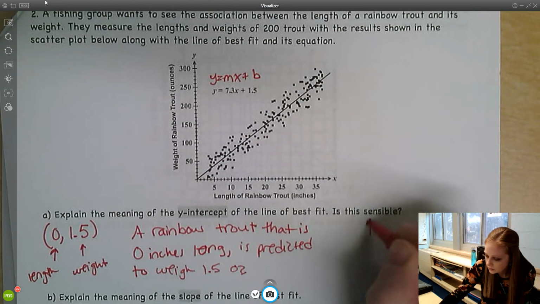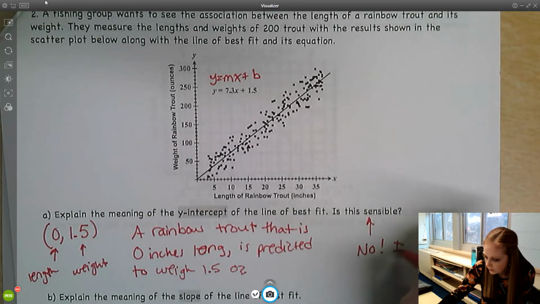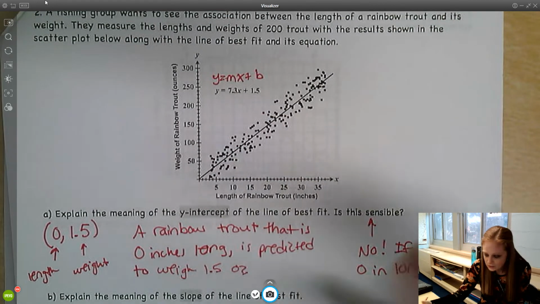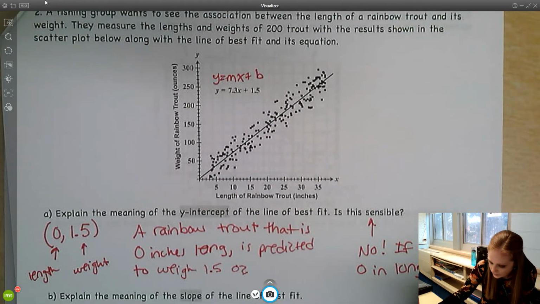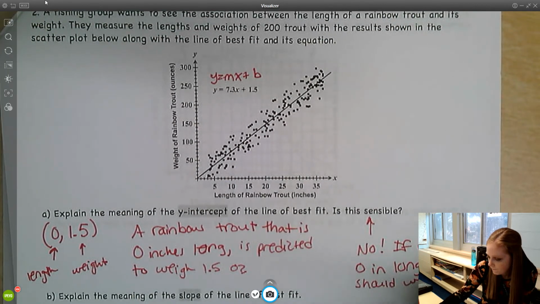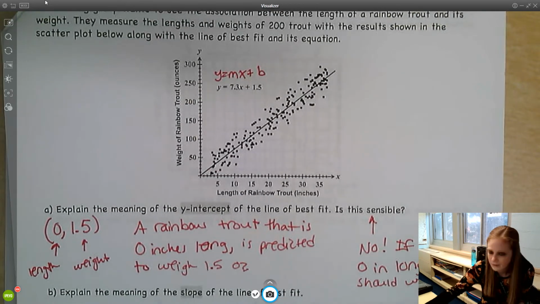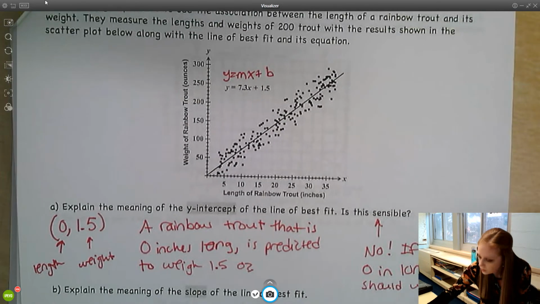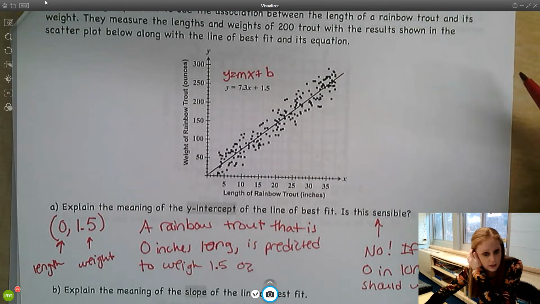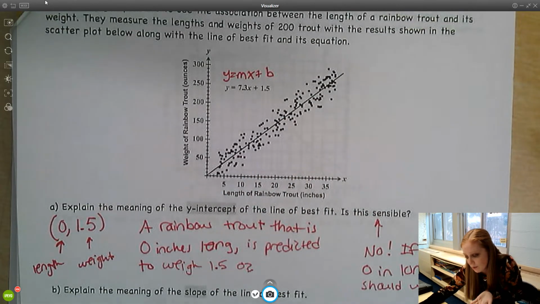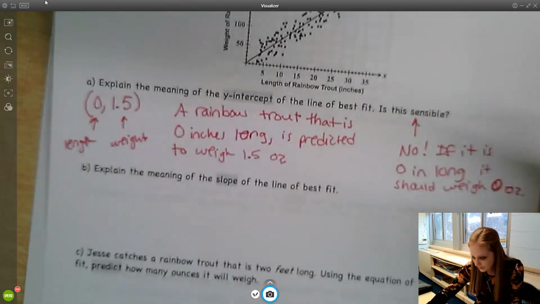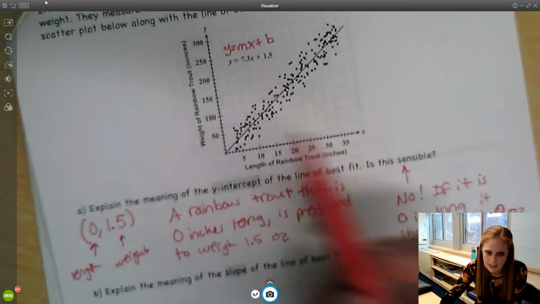Is this realistic? Does this make sense? No. If it is 0 inches long, that means it really doesn't exist. There's nothing there to measure. It's going to weigh 0 ounces, not 1.5 ounces. So this is just an example where we're showing you it's a prediction line. It's an estimate. It's not going to be perfect, but the trend based on the data shows that you would have 1.5 ounces when you have 0 inches, even though we know that that's not going to be true. The slope is 7.3. That's the m in our equation.